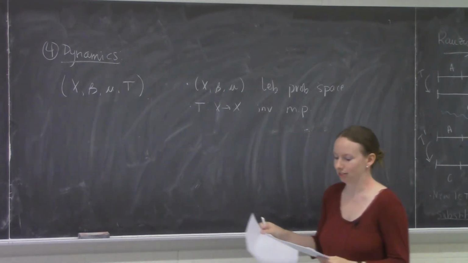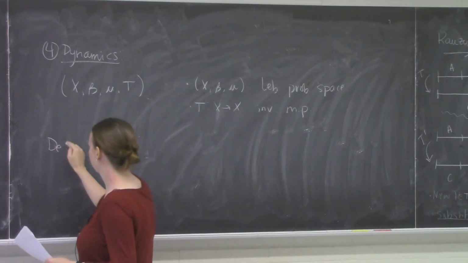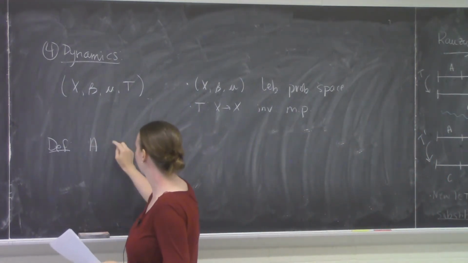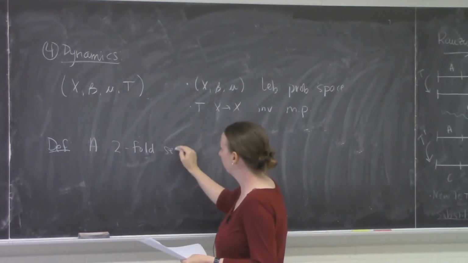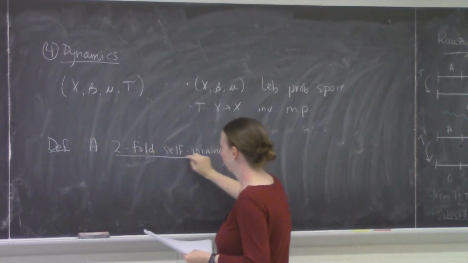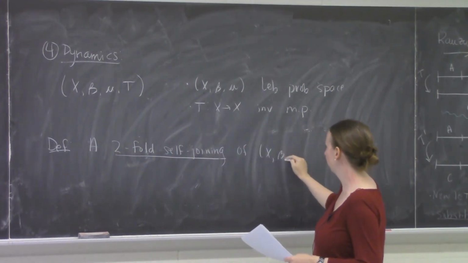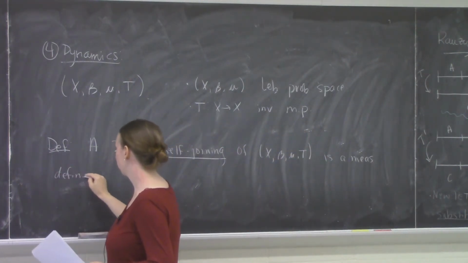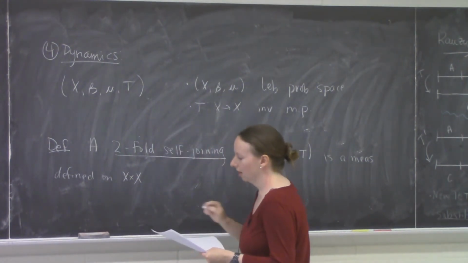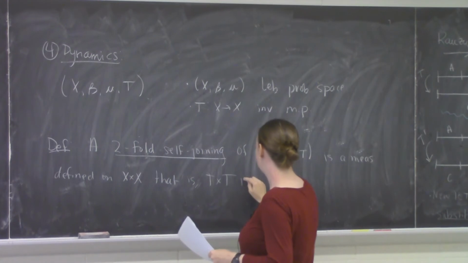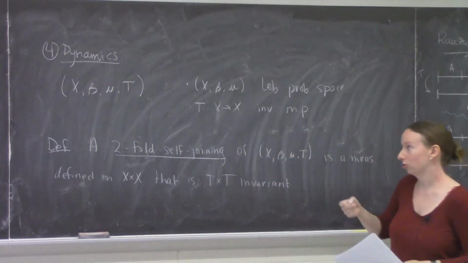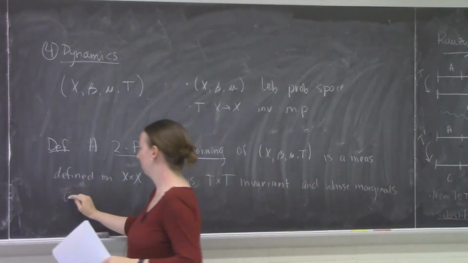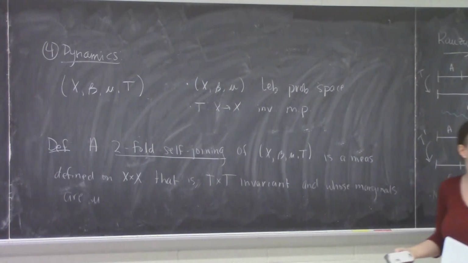So with that, we have a couple of definitions, and this is where our joinings come in. Bear with me, these don't have picture definitions, so there's some writing here. So we'll talk about a twofold self-joining of our system (X, B, mu, T). It is a measure defined on the product space, so defined on X cross X, that is T cross T invariant and whose marginals are mu. I think these are also called couplings in probability theory.